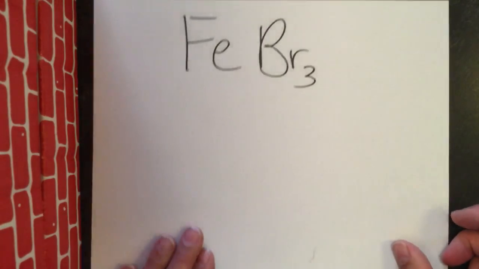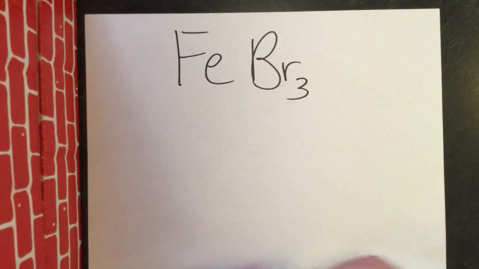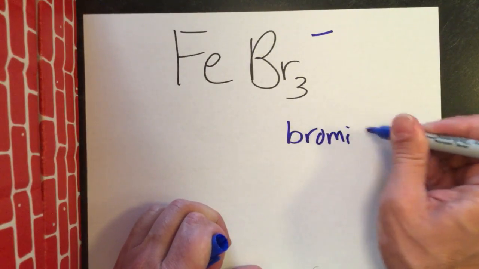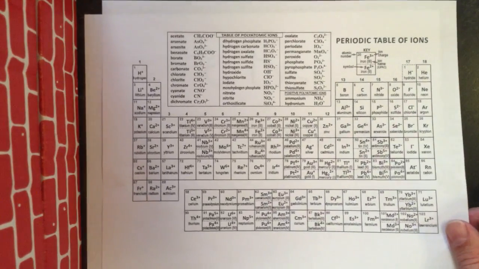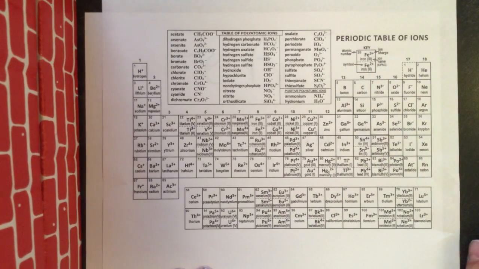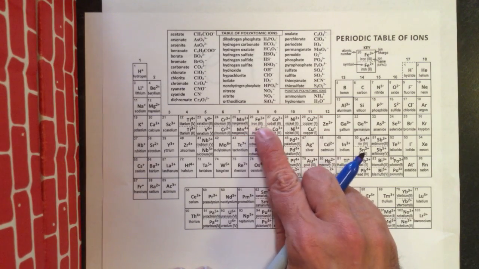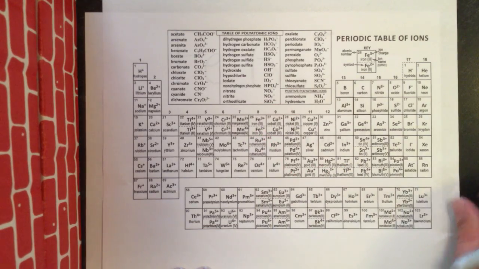Okay, so here's where we left off with this little problem. Here it is, good old FeBr3. Now, I know when I look at my periodic table of ions that Br is a minus and it's called bromide. No problem with that. But here's the deal, and this is something that you're going to run into again and again with ionic compounds. Sometimes iron is a 3+, it's called iron 3. Sometimes it's a 2+, it's called iron 2.